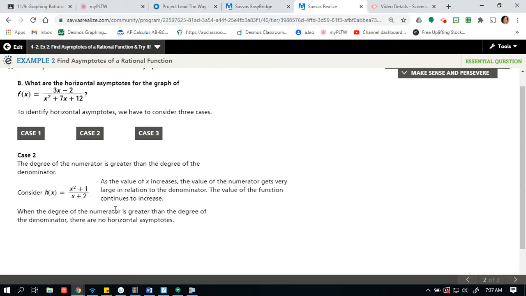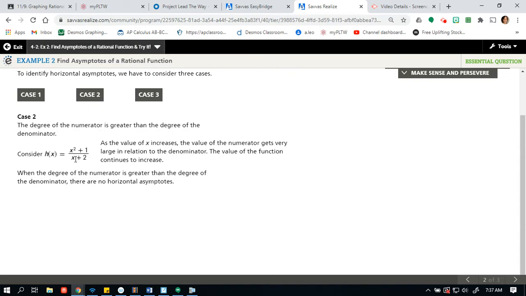All right, case two. If the degree of the numerator is greater than the denominator, again, this is getting bigger and bigger. So if we're looking at this going to infinity and this going to infinity, we're going to get into bigger and bigger numbers. It's just going to grow and grow and grow. So as the values increase, the values of the numerator get very large in relation to the denominator. The value of the function continues to increase. When the degree of the numerator is greater than the degree of the denominator, there is no horizontal asymptote.